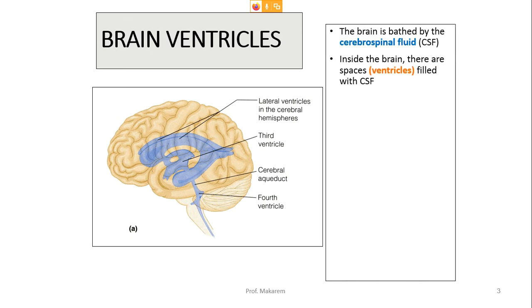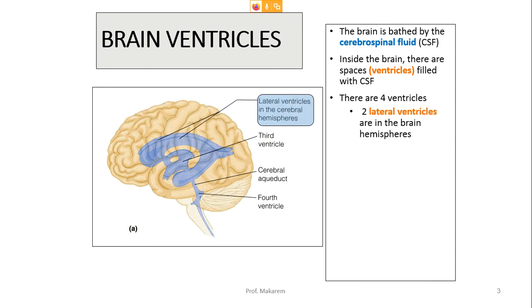This brain is bathed by cerebrospinal fluid. Inside the brain there are spaces or cavities that are filled with cerebrospinal fluid. They are nothing but the ventricles. There are four ventricles. There are two lateral ventricles, one in each cerebral hemisphere. Then the two lateral ventricles open into the third ventricle, which is present at the middle part.